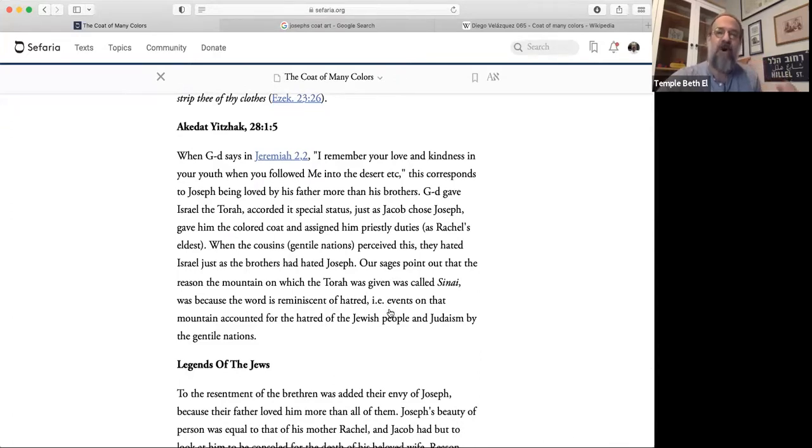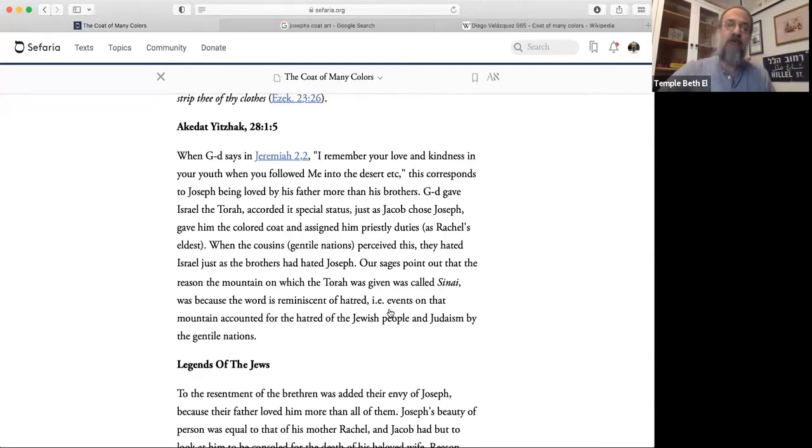God gave Israel the Torah according to its special status, just as Jacob chose Joseph, gave him a colored coat, and assigned him priestly duties. And when the cousins, all the Gentile nations, perceived this, they hated him, meaning the Jewish people, just as the brothers of Joseph hated him. Our sages point out that the reason the mountain the Torah was given on is called Sinai is because it's reminiscent of the word Vayisneu, and they hated him.